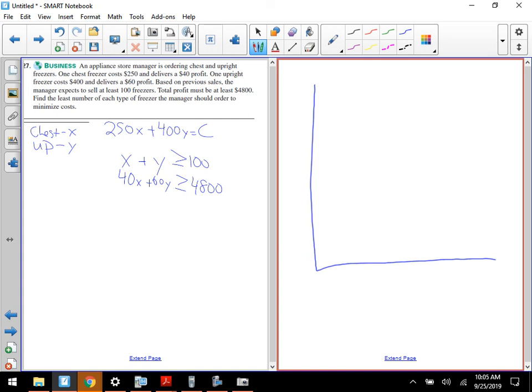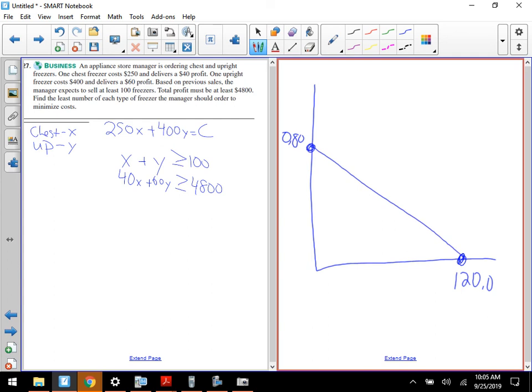So looking at my intercepts, the first one will have intercepts at 100 on both of them. The second one has intercepts at 120, and the other one is at 80, I believe. So I'm going to plot the largest one first. The largest intercept was at 120. That was on the X. That one had an 80 on the Y.